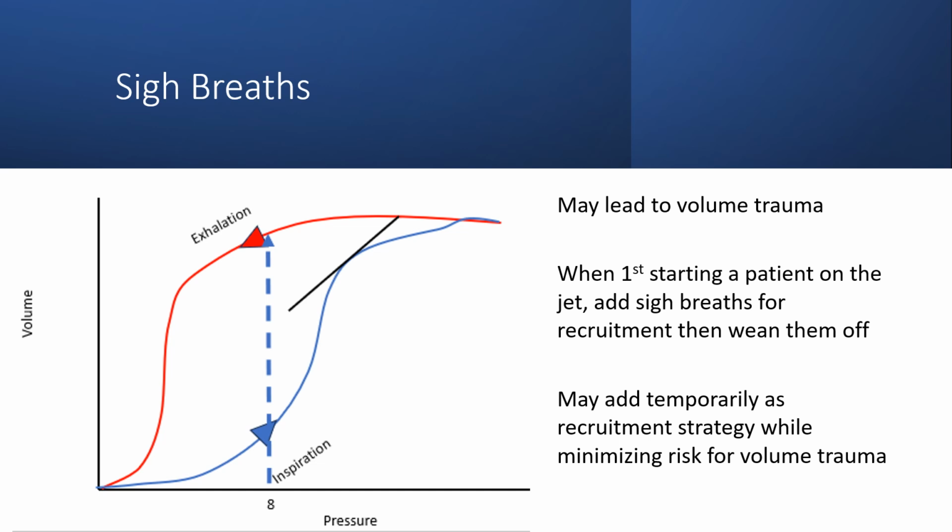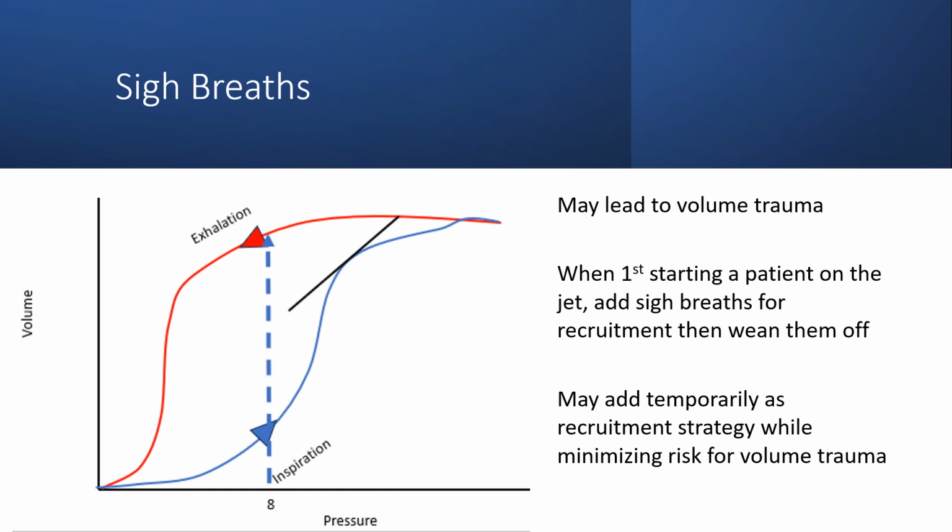Thinking back to the pressure-volume loop, it takes a high amount of force to open alveoli, but much less to maintain them in the open position. This approach can be exploited when a patient is first placed on the jet ventilator. When the jet ventilator is initiated, the patient may be experiencing underinflation and atelectasis. So, when first started, a few sigh breaths should be added to recruit as many alveoli as possible quickly. After adequate recruitment is achieved, the sigh breaths can be weaned down or removed.